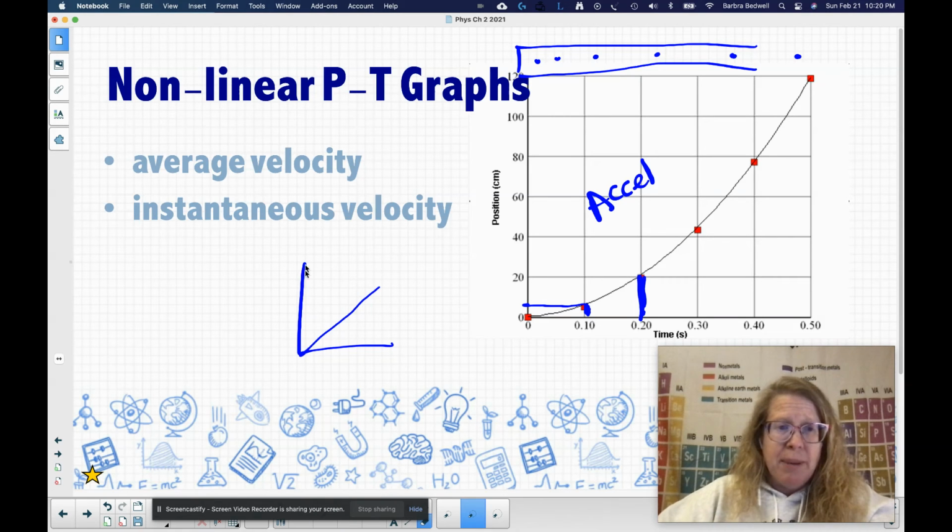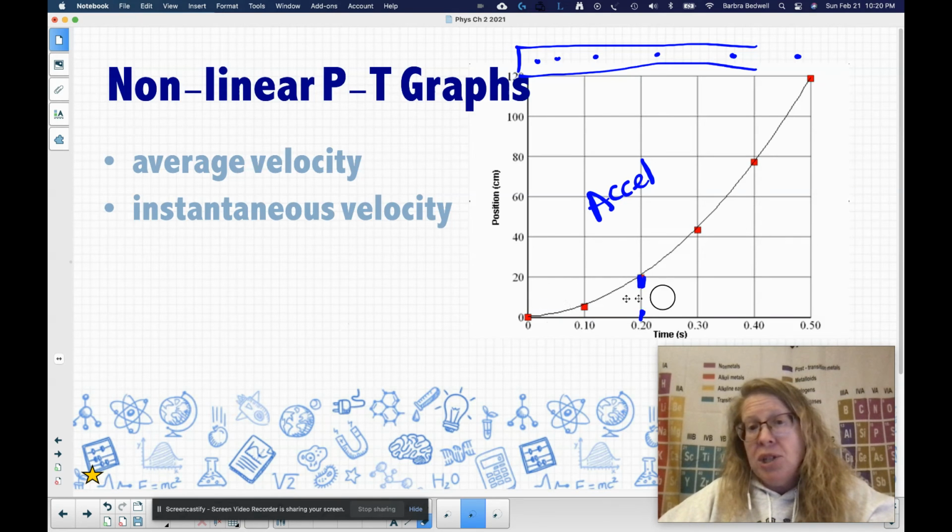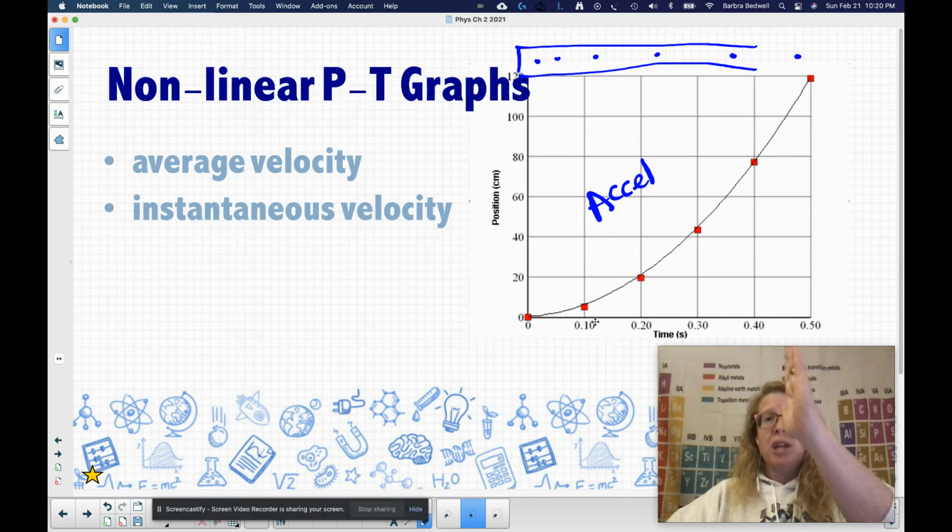So don't stress about that. It's not something that we're going to deal with a bunch in this part of what we're doing in this particular chapter. But I did want to point out that that's what that means: you've got a changing velocity as opposed to a constant velocity.